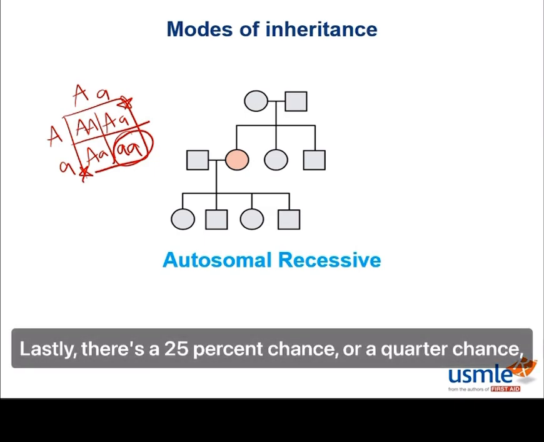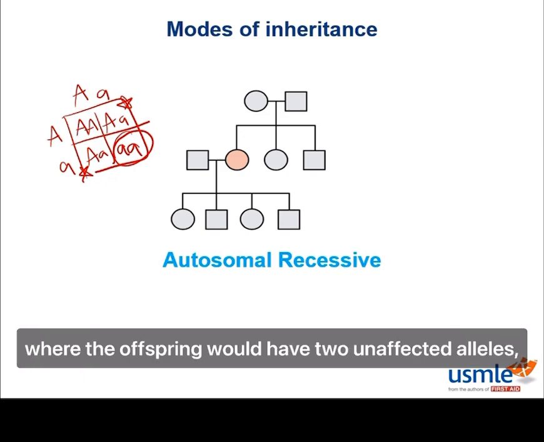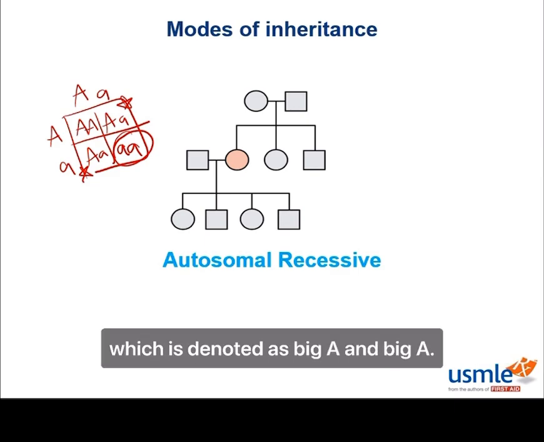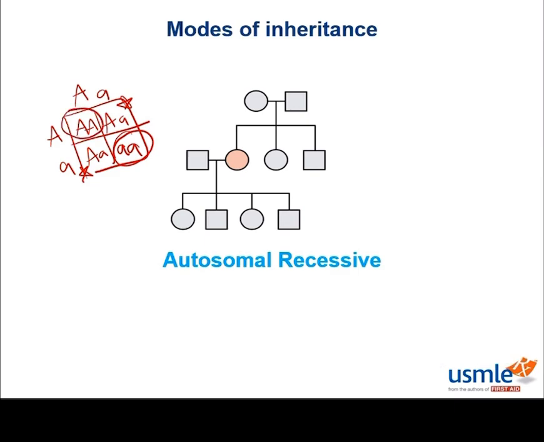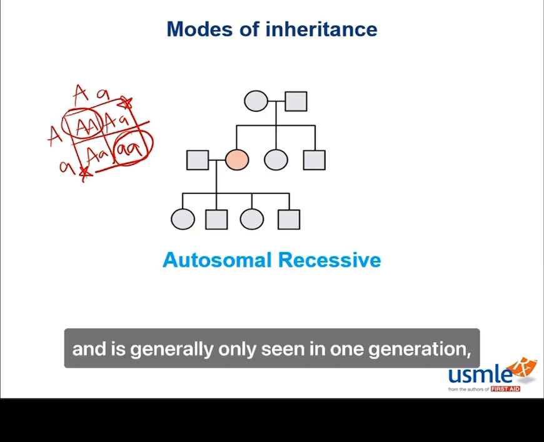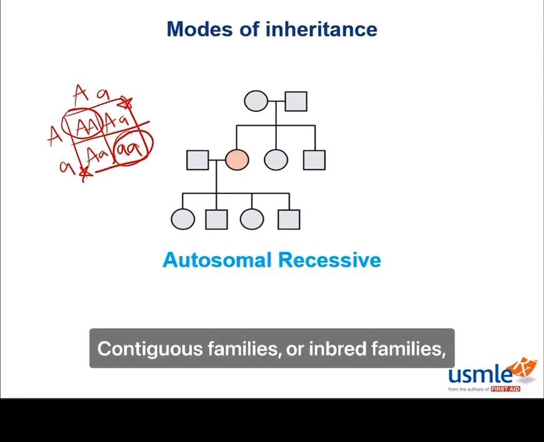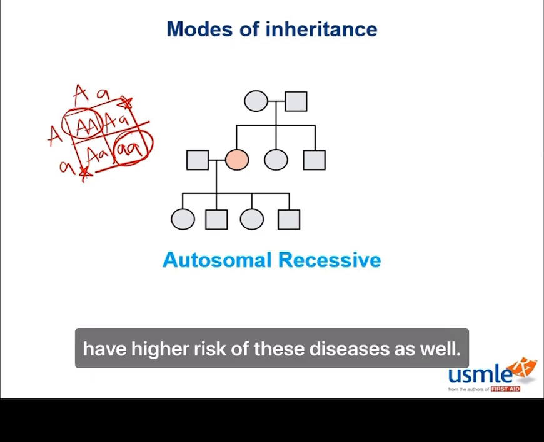Lastly, there's a 25% chance, or a quarter chance, that the child would be unaffected at all, where the offspring would have two unaffected alleles, which is denoted as big A and big A. Now, most autosomal recessive diseases are mainly due to enzyme deficiencies and are generally only seen in one generation, which you can see depicted here in this pedigree. Consanguineous families or inbred families have higher risk of these diseases as well.